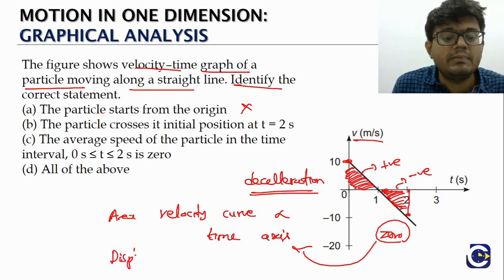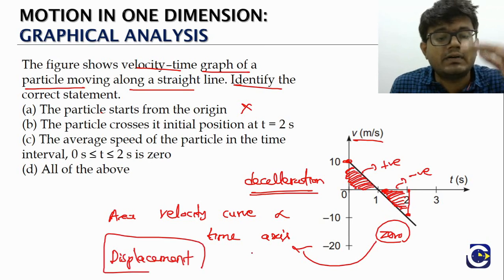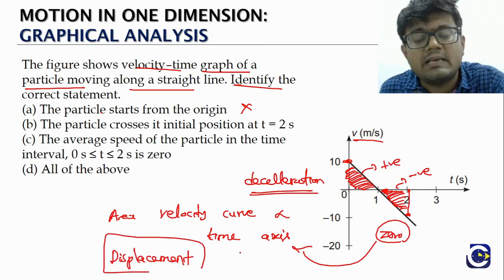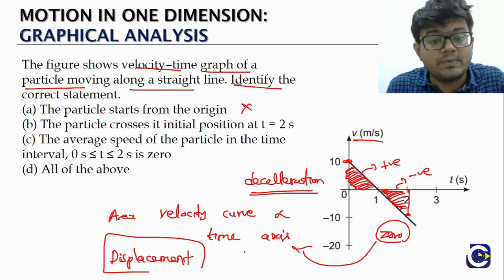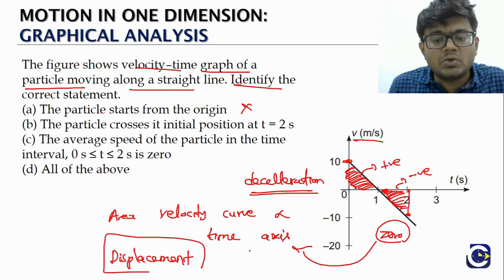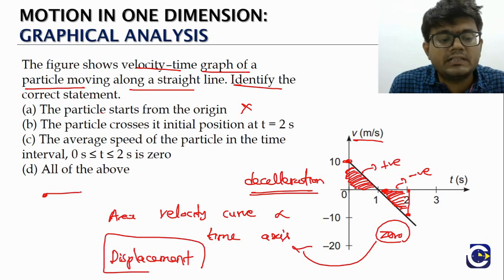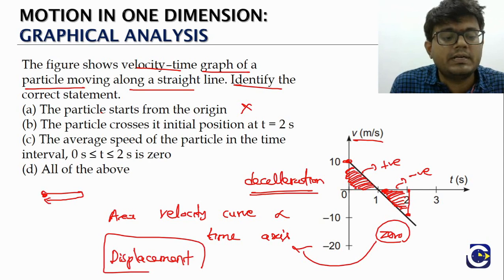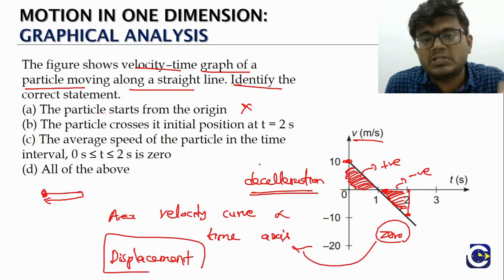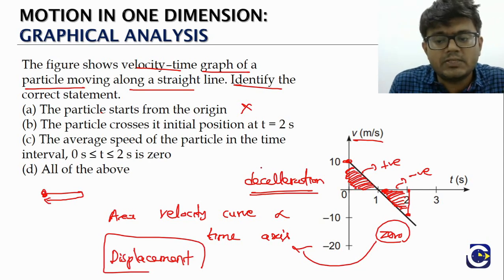So the area between the velocity time curve and the x-axis, meaning the time axis, represents the overall displacement. From t equal to 0 to t equal to 2, the overall displacement is 0, which means maybe initially it is moving in one direction, then it is coming back, so that it is basically crossing the initial position.